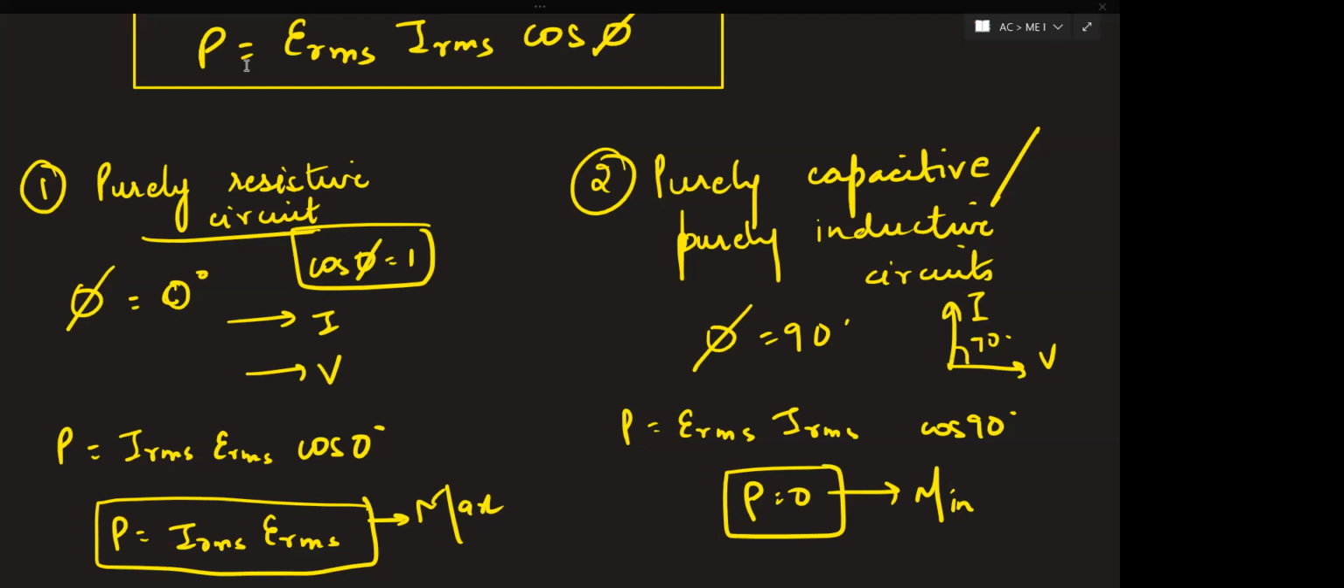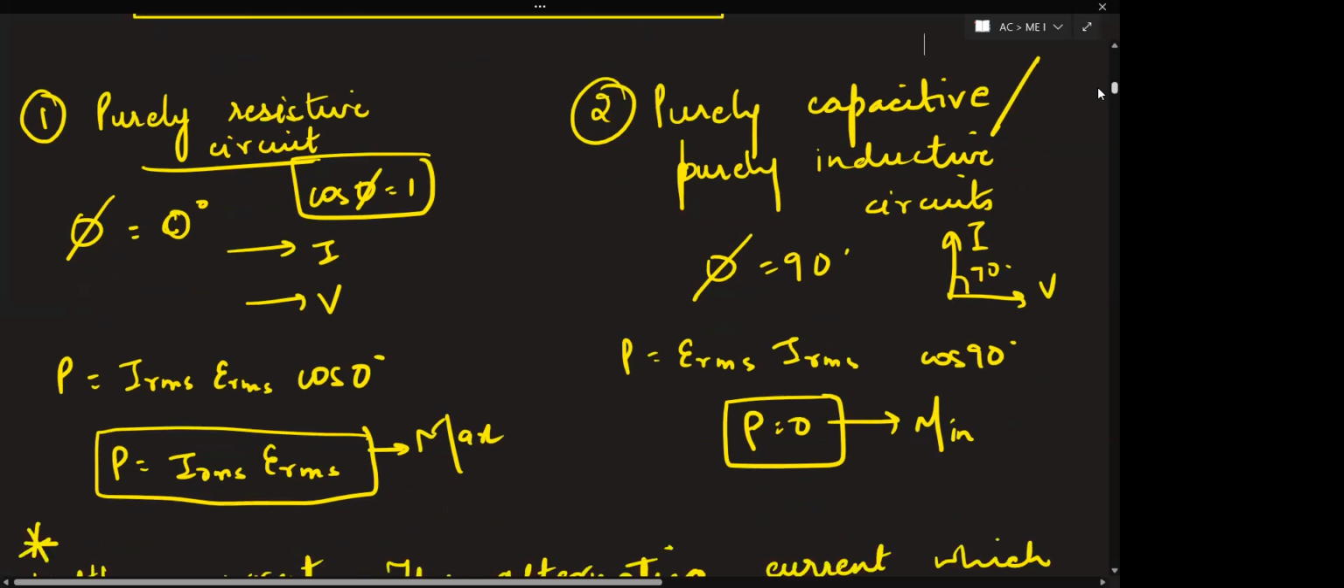Yes, numericals will come, and the chances of numericals are mostly based on this formula. We'll discuss the numericals as well. Definitely, numericals will come. More than the derivation of this power, the numerical is important. And small theoretical questions can be constructed from here.